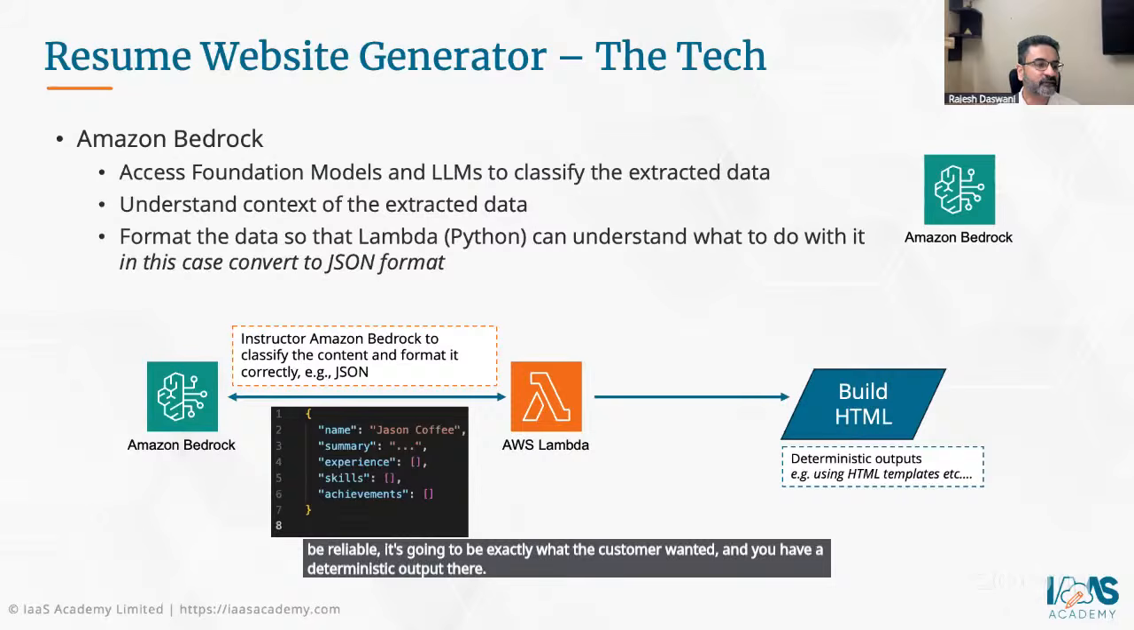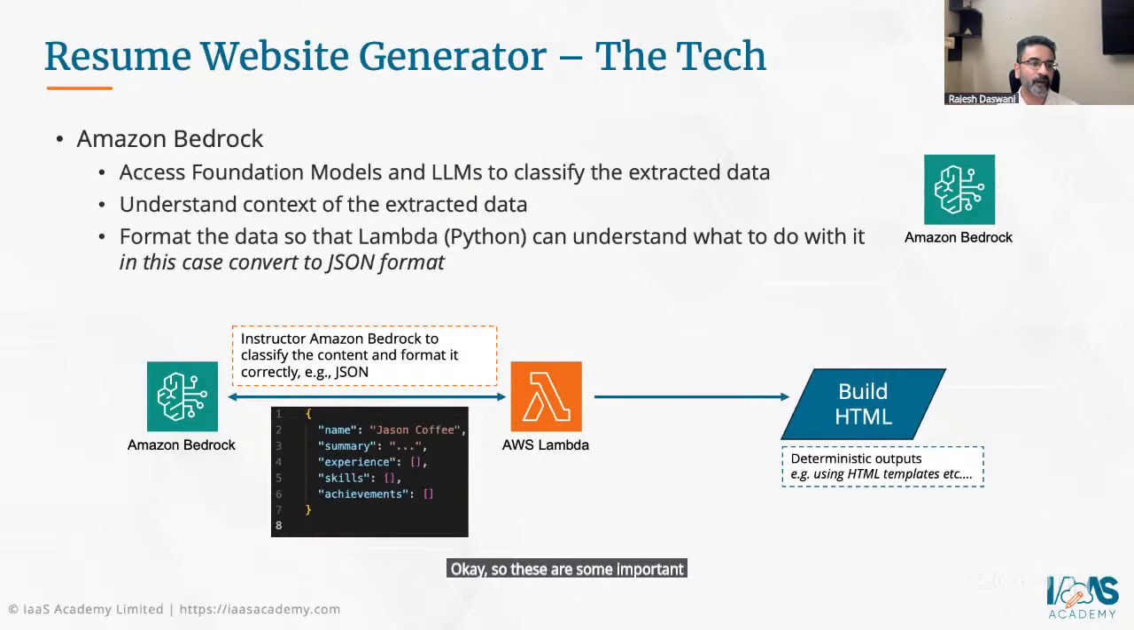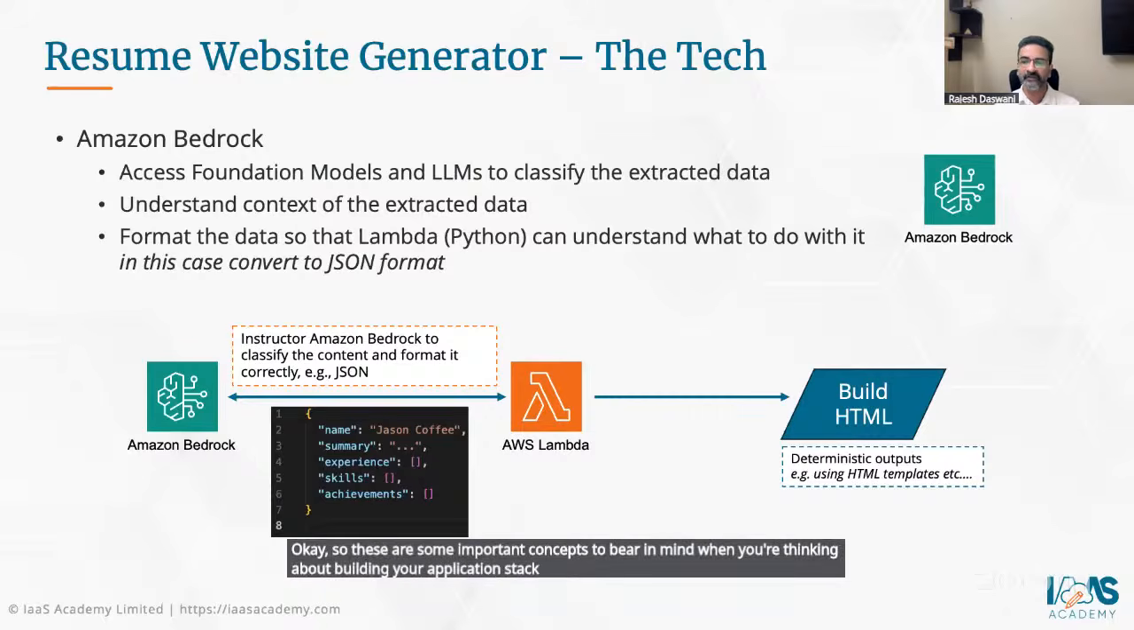Okay, so these are some important concepts to bear in mind when you're thinking about building your application stack. We could very simply just extract the data, send it to Lambda, and Lambda can put it into an HTML, but it gets very confusing and very messy. Or we can start using AI to help us build a more sophisticated application.